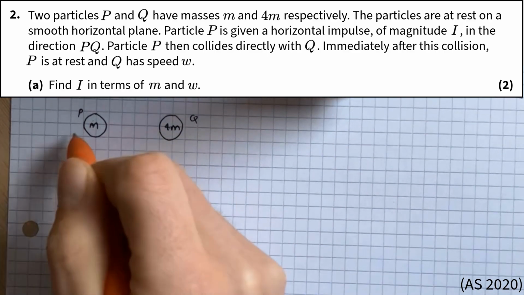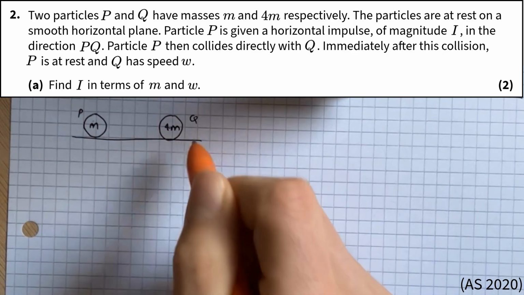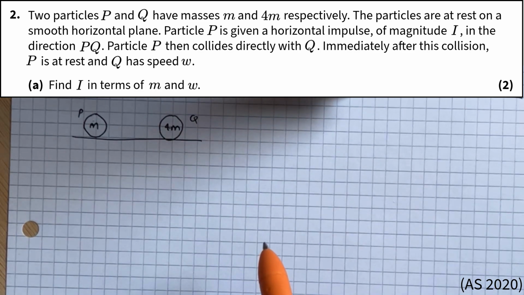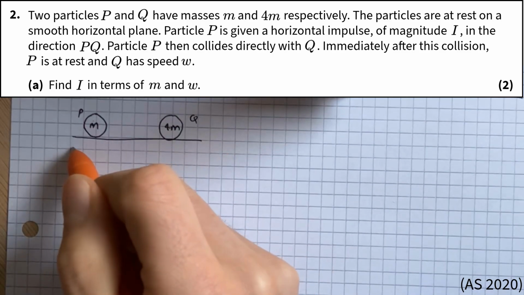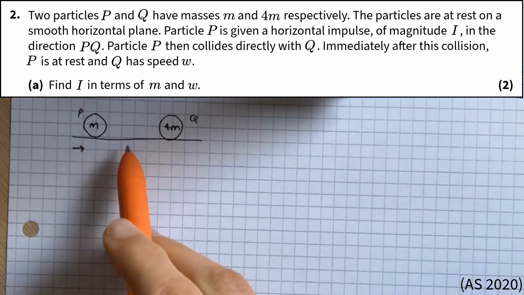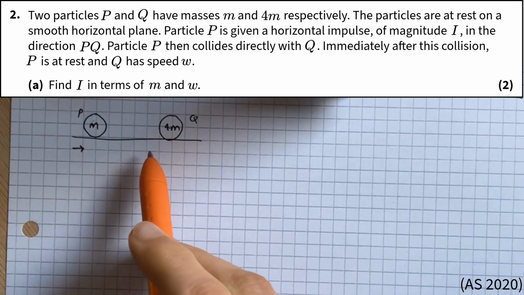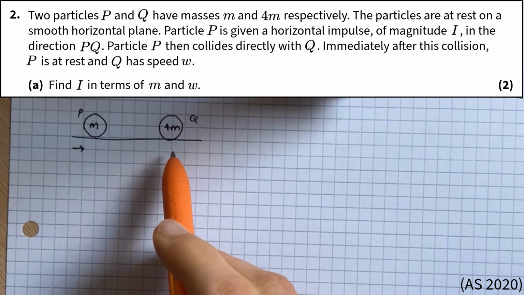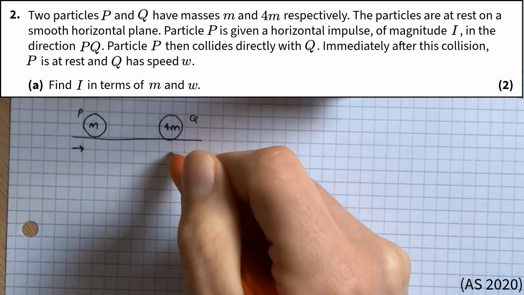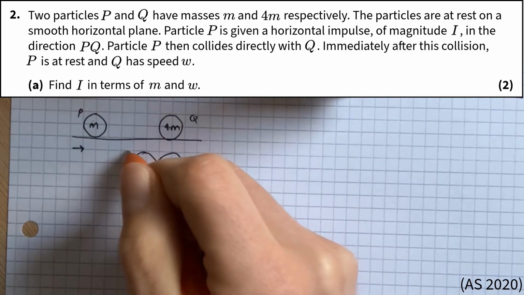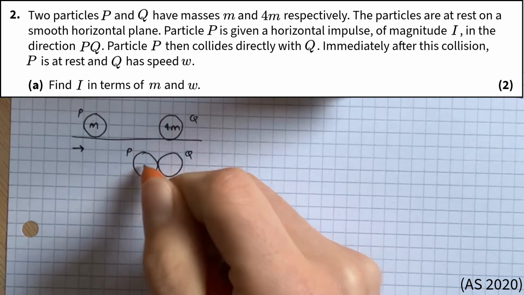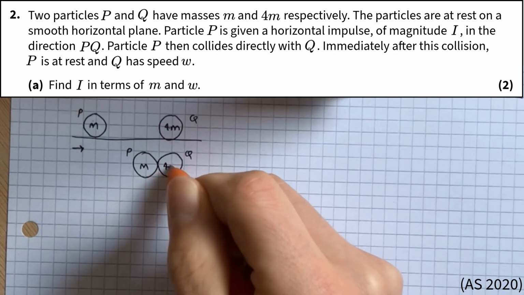So according to the question, they are initially at rest on a horizontal surface, and particle P is given an impulse. So it's given a little push. And it moves over and it heads towards particle Q. And at some time later on, the two particles meet. The masses haven't changed.